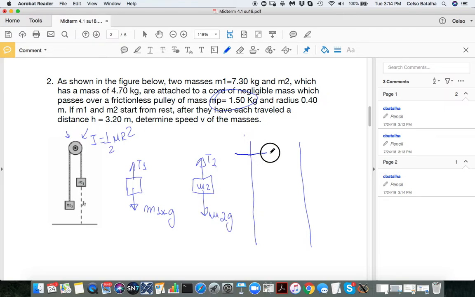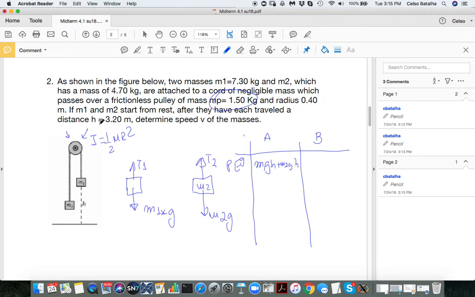And I said, what if this pulley has mass? So I put it here. So we have a configuration A, a configuration B. Configuration A, let's say the two blocks are, remember how I did in class, at the same distance from the floor. So that would be M1GH plus M2GH.